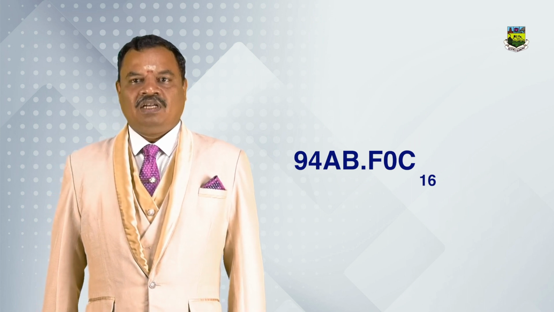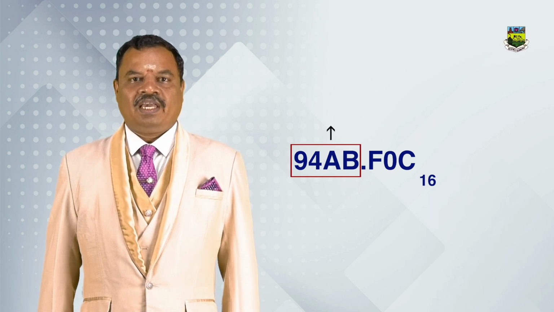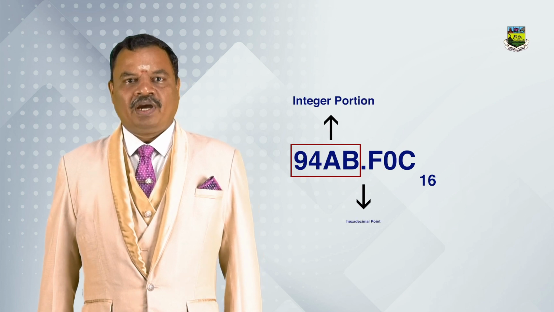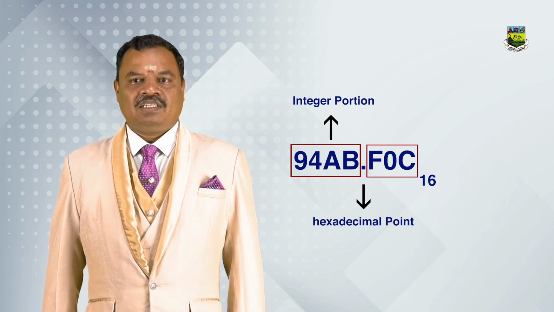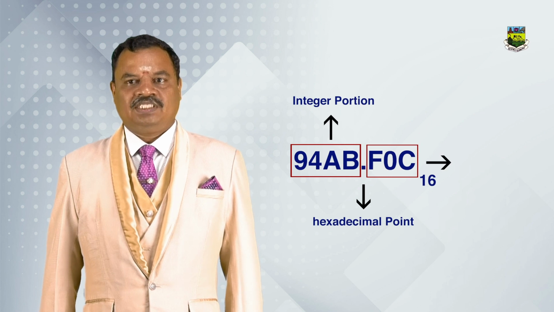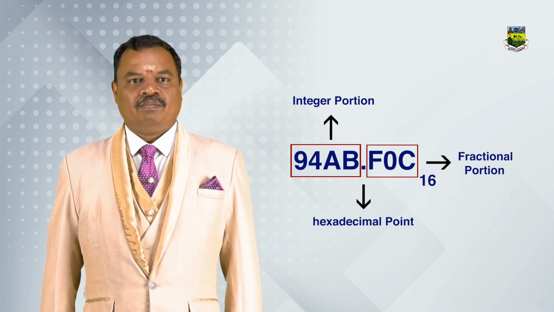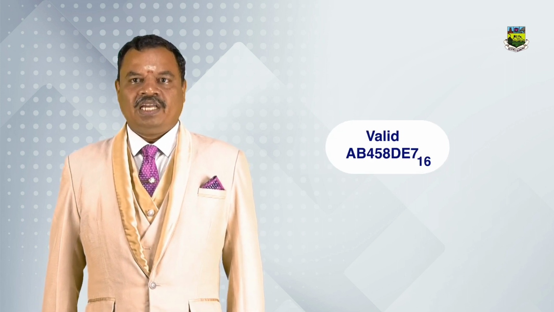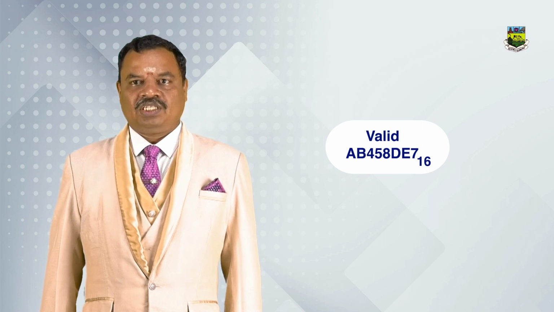In this example, 94AB is the integer portion of the hexadecimal value, and the point is the hexadecimal point, and the value F0C is the fractional portion, and the base or radix of the number system is 16. Valid and invalid examples are shown. The valid examples are AB458DE7 base 16. Here all the symbols are within the hexadecimal specifications.